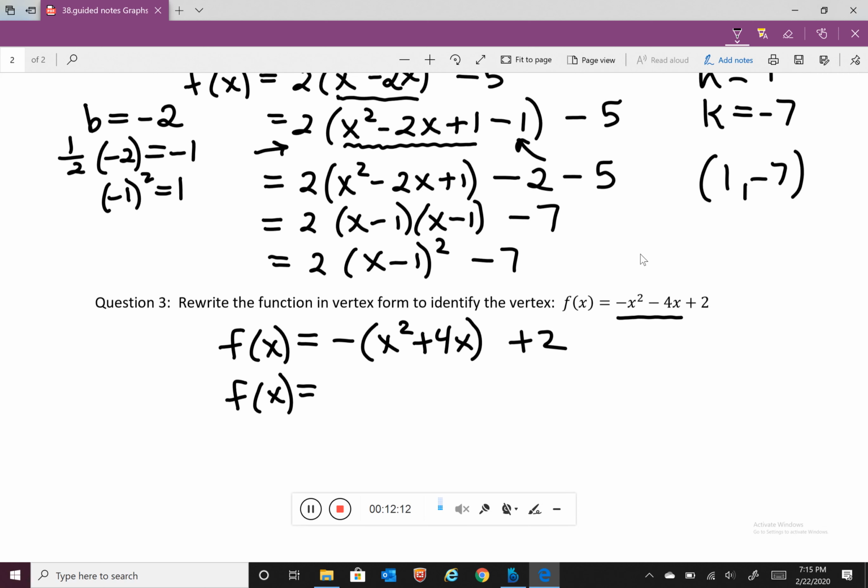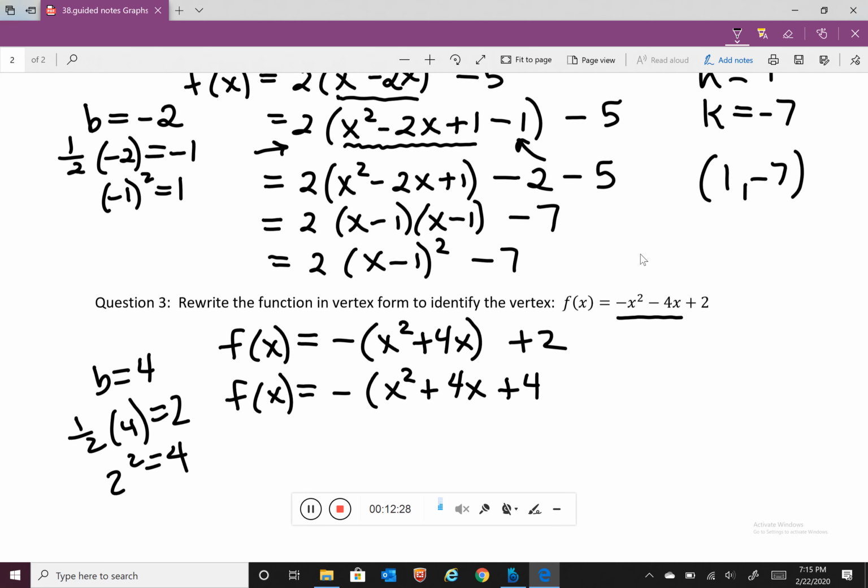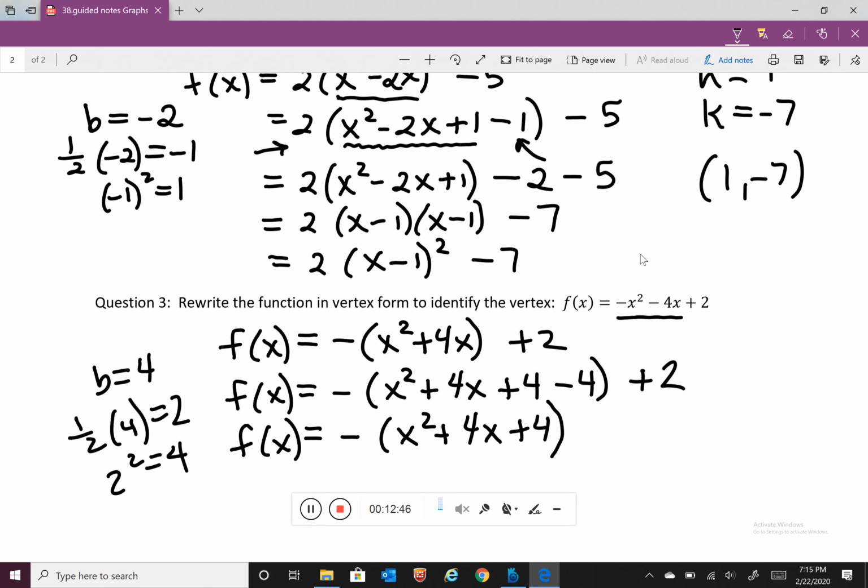And so now we're ready to complete the square. And we did this up above. So b is 4, 1/2 of 4 is 2, and 2 squared is 4. So we're going to add 4, but also subtract 4. And that plus 2 drags along. And so now we have our perfect square trinomial of x squared plus 4x plus 4. I want to close my parentheses there, and this is where I'm going to leave you.